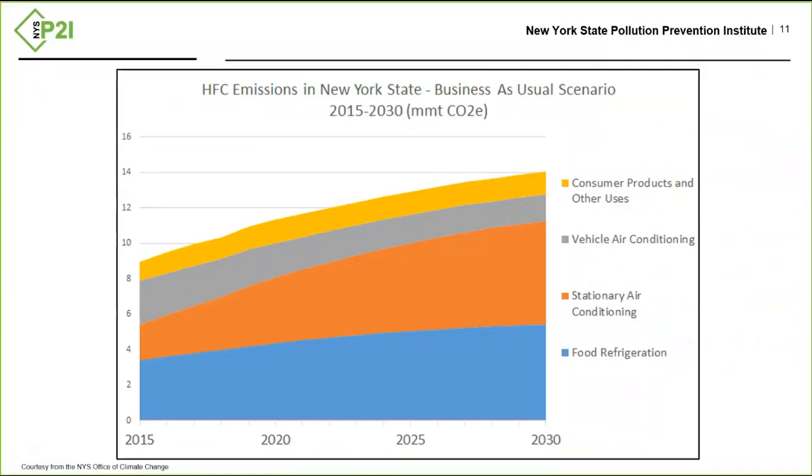Here's a graph that shows the impacts of HFC emissions specifically relative to the applications that they're used in. So you can see that we have consumer products and other uses, vehicle air conditioning, stationary air conditioning, and food refrigeration. And clearly, stationary air conditioning and food refrigeration are the most impactful and where a lot of effort will be focused. You can also see a small decrease in the impacts associated with vehicle air conditioning, and that's due to some of the efforts being made to implement alternatives in vehicles. So there's been some impact there, but we need to make continued progress on the other applications.